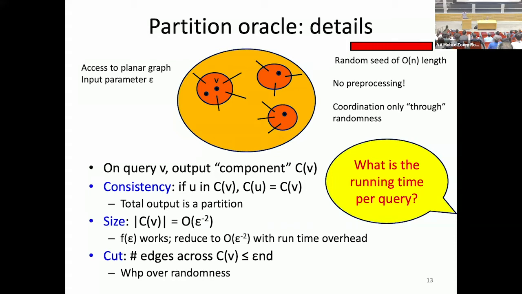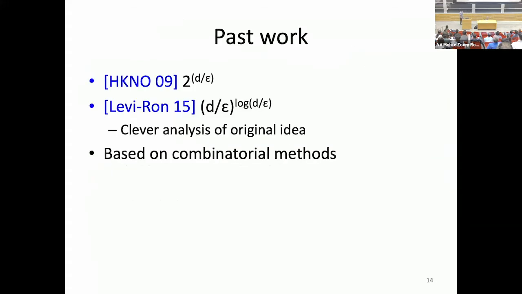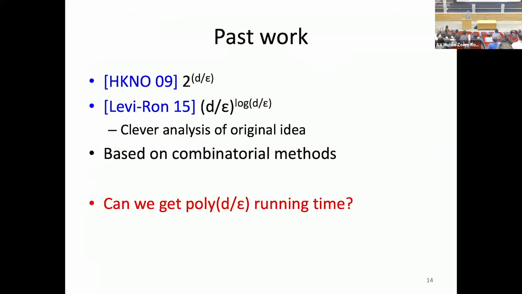This is a partition oracle. The initial paper of HKNO gave a 2 to the d over epsilon bound. Then Levy and Ron in 2015 gave a quasi-polynomial in d over epsilon. It was a very clever analysis of the original algorithm, and these are based on combinatorial methods. The natural question is, can we get polynomial in d over epsilon? Think of it as polynomial in 1 over epsilon.